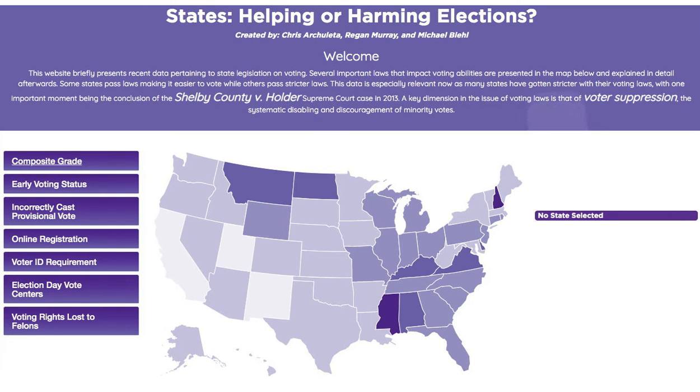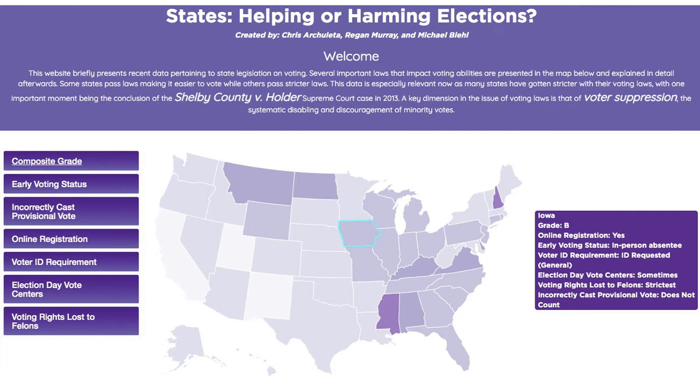This website, Helping or Harming Elections, is going to help me do that by graphically showing the different voter suppression laws and how they play across the landscape. Using this highlight and retrieve function, I'm first going to home in on the state of Wisconsin to see this overall composite grade of a C.